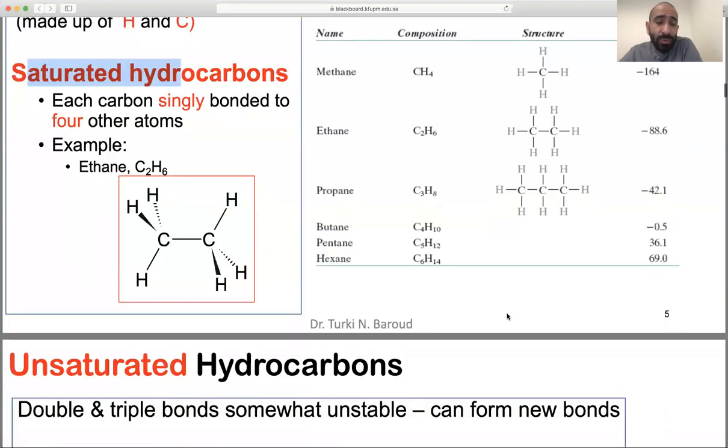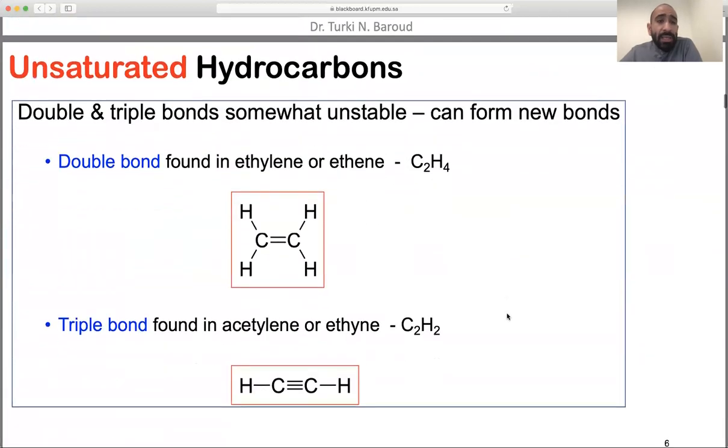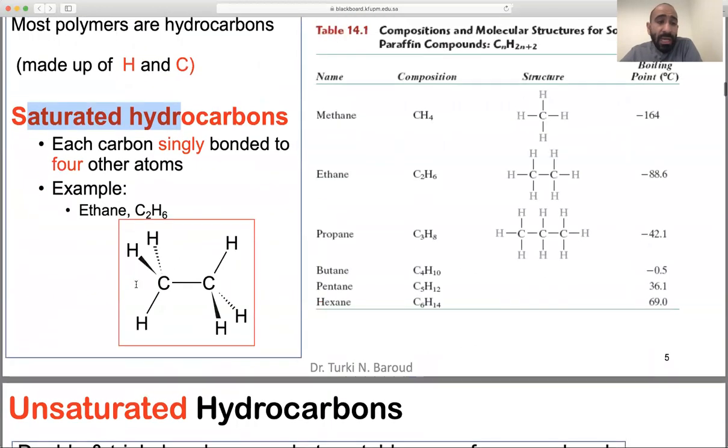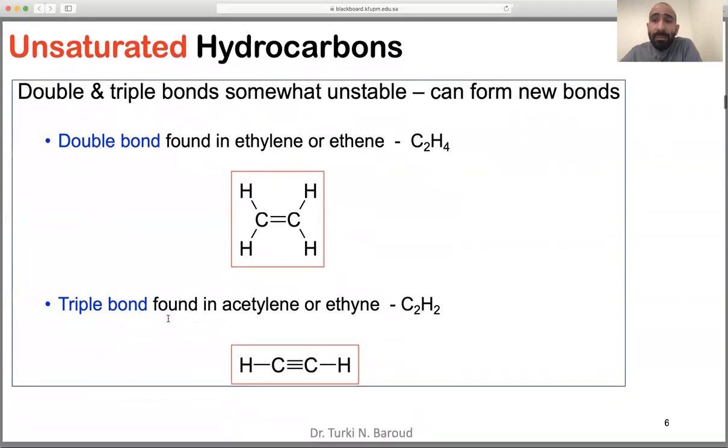Okay, so the other type is called unsaturated. So the first one is saturated hydrocarbons, where carbon has a single bond and is connected to 4 different atoms. Then the unsaturated hydrocarbons have double bonds and triple bonds.